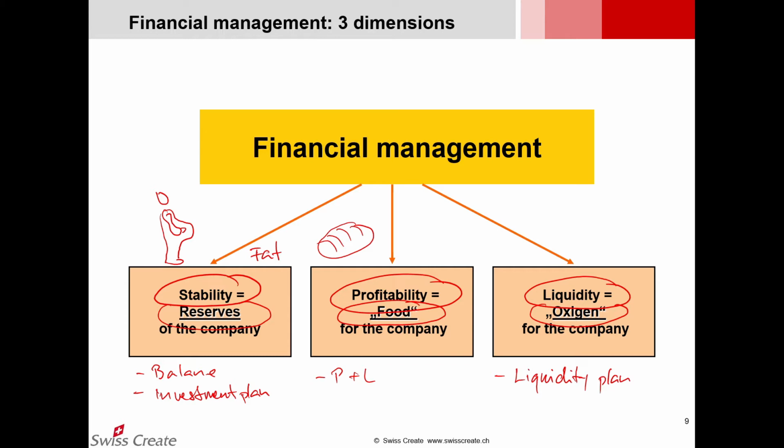Without liquidity, I can get bankrupt even if I have a lot of food, like turnover, or a lot of fat, like buildings or machines, another kind. So the liquidity is really the most important tool, because if you don't have liquidity, very fast, game over.